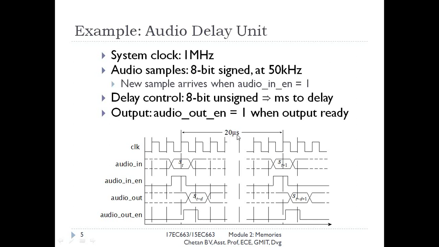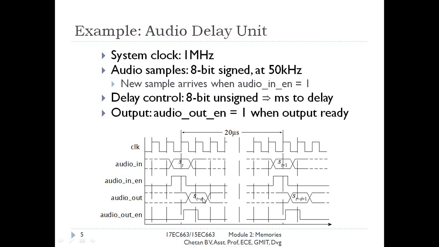How do you get 20 microseconds? 1 divided by 50 kilohertz, which is the sample arrival rate, will give 20 microseconds. This is audio in enable. As soon as a new sample arrives, this will become 1. Again, after the second sample arrives, this becomes 1 again. Next is audio out. Audio out is a delayed sample. You can see S(T minus D).